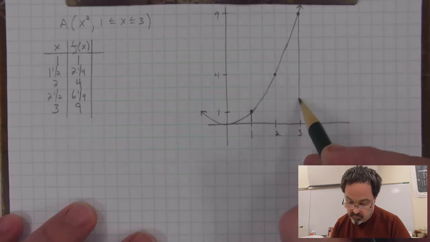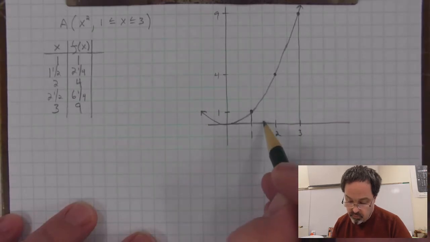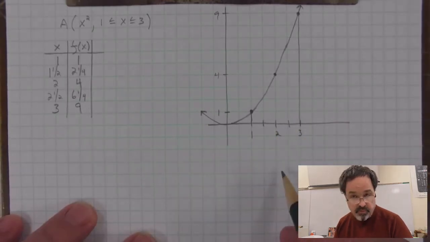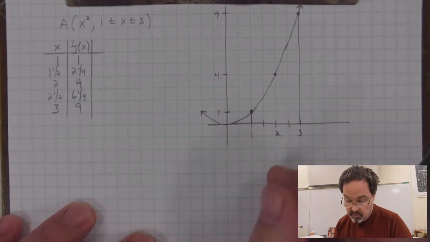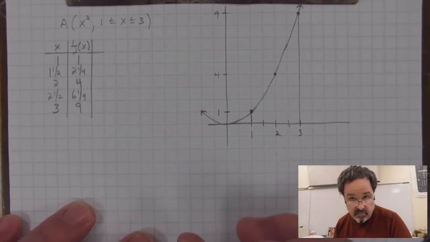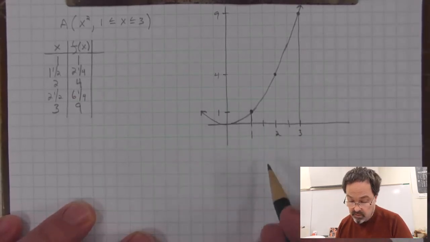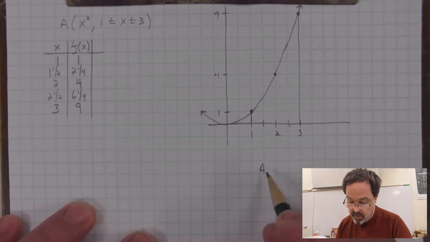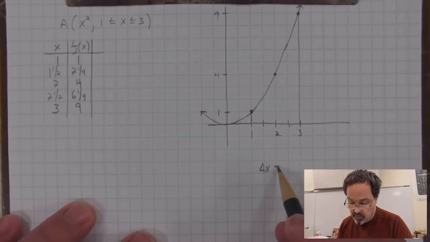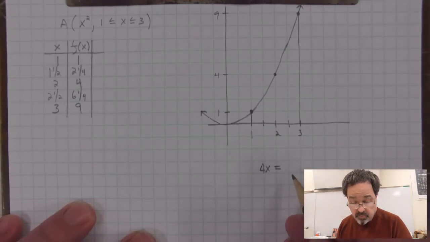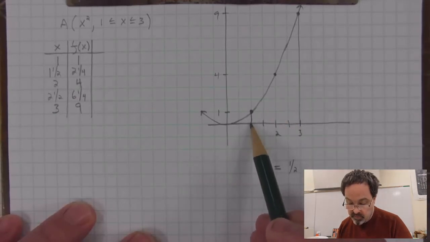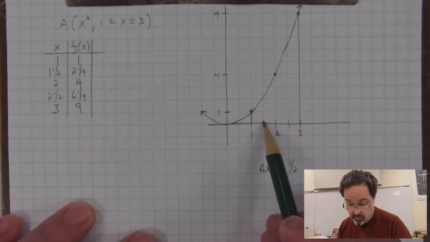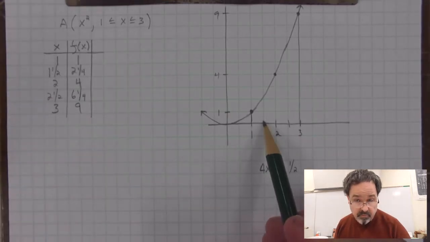separating the interval into 4 equal partitions, such that each partition, each base of the rectangles that I'm creating, has a measure of 1/2. And I could call that delta x, or change in x, because to go from one side of the rectangle to the other, I change x by 1/2. That's the base of the rectangles.